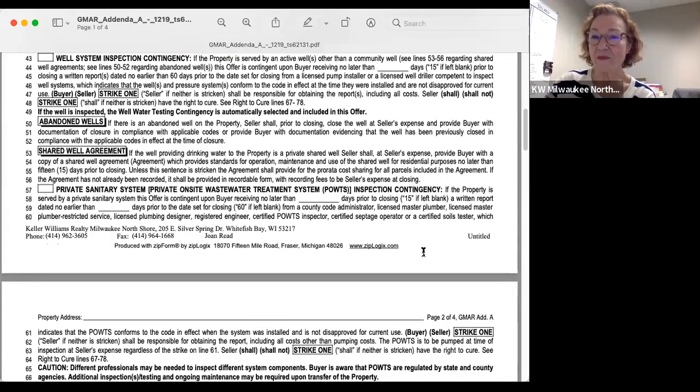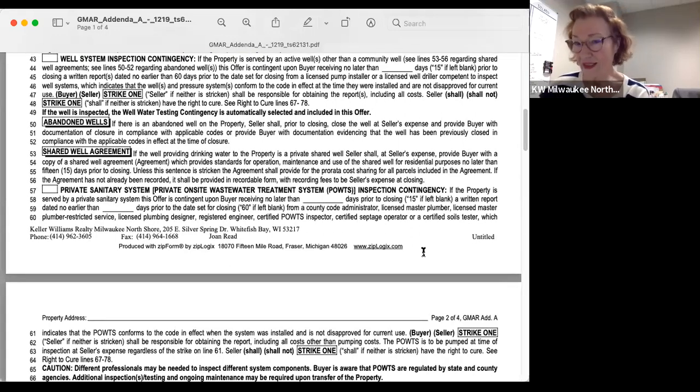So again, don't just leave these things blank. You've got to read them. You've got to understand them. But this is only if the well provides drinking water to the property is a private shared well.